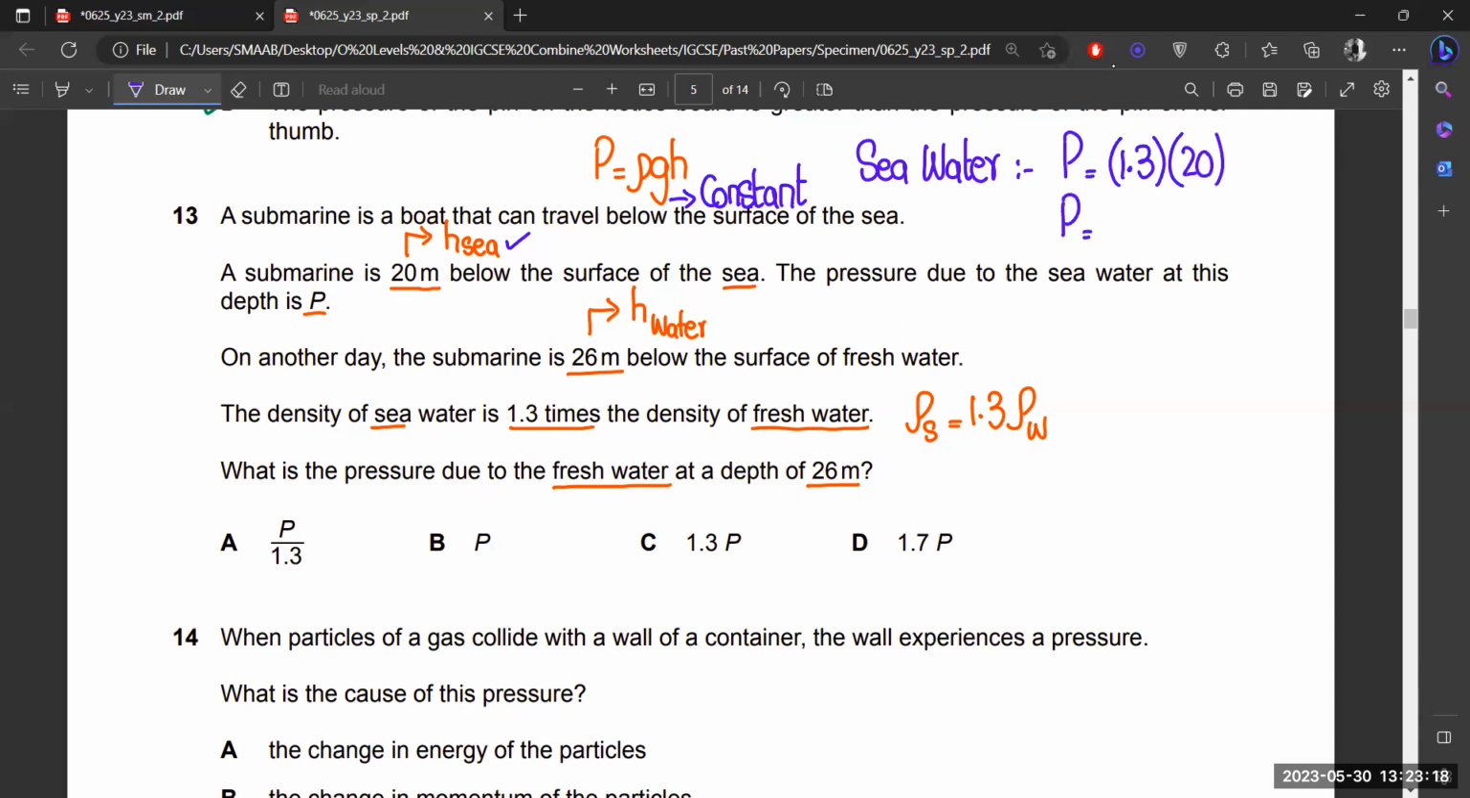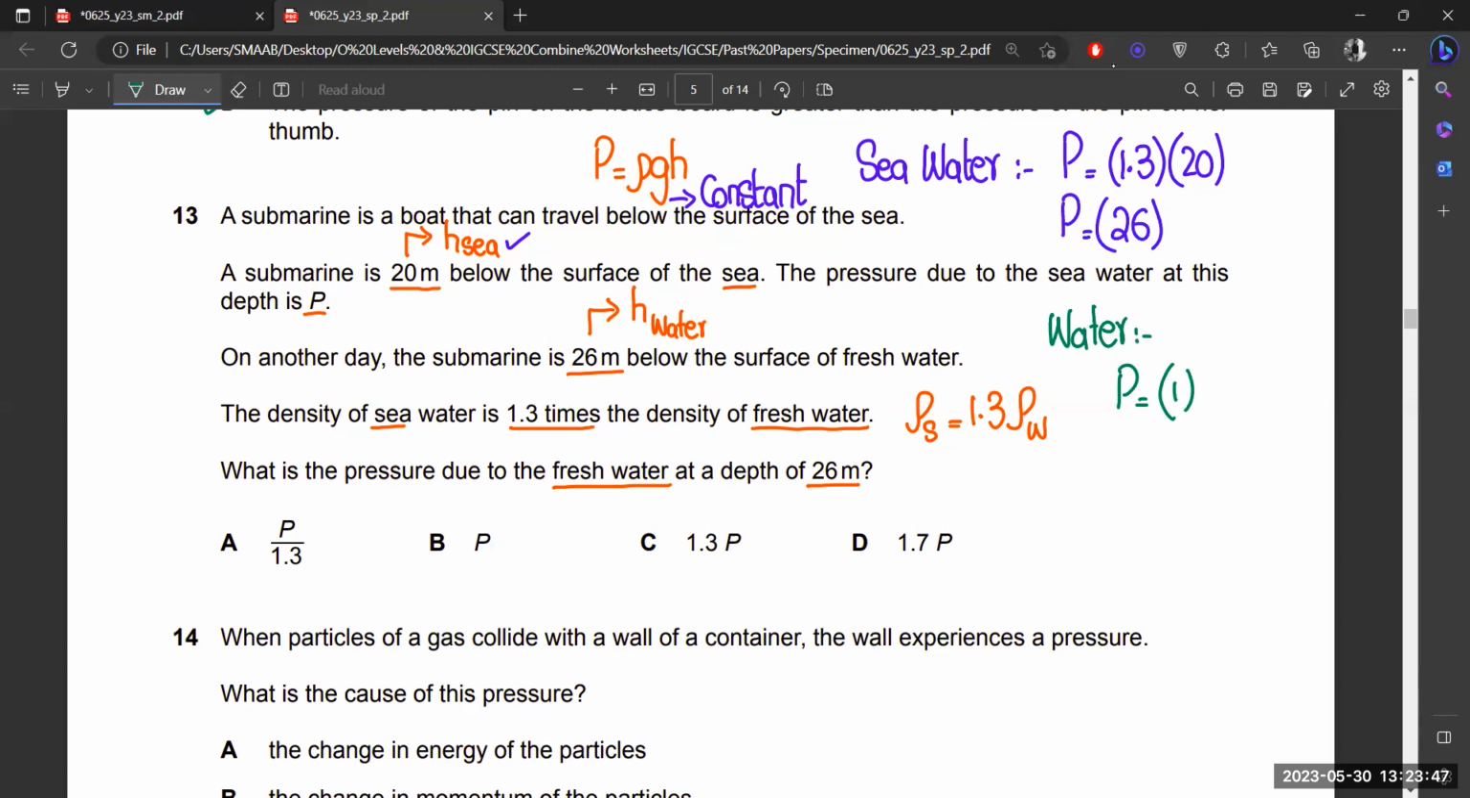So if we multiply it, so 1.3 times 20, we will get answer 26. So we are getting answer 26. And let's suppose we write the same value for the fresh water. So for fresh water, we know that the pressure will again be equal to rho g h, but density is less than the seawater. So we just write 1.